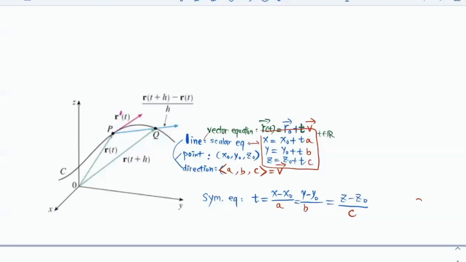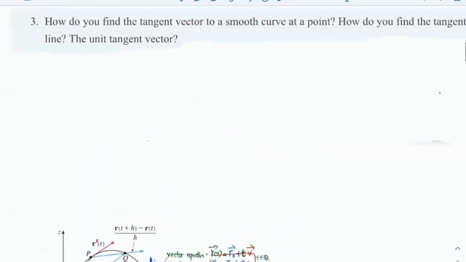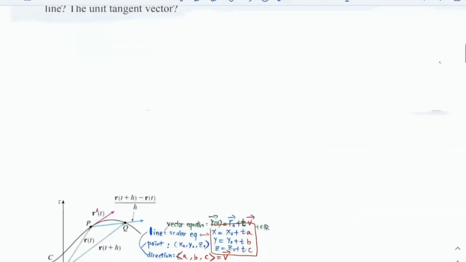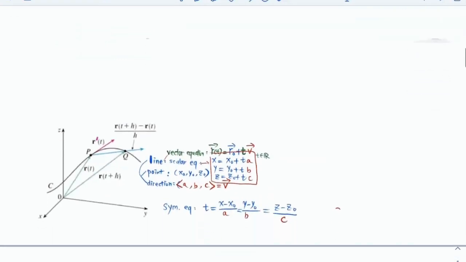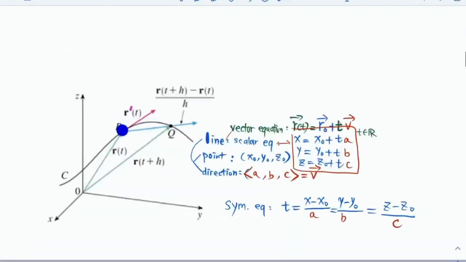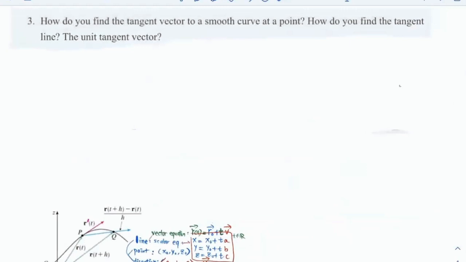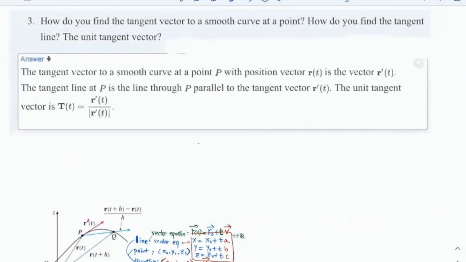Now, what's the next question? The next question here is, how do you find the unit tangent vector? If you know the tangent vector, how do you find the unit tangent vector? So this is the tangent vector right here, and how do you find the unit tangent? Divide by the magnitude of that. Yes, you got it. Good job.